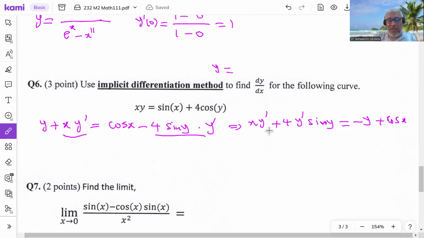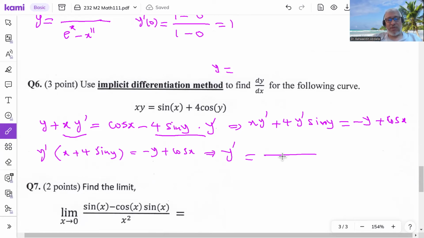So from the two terms on the left-hand side, I can take y prime as a common factor. So I'll have x plus 4 sine y, and I have here negative y plus cosine x. And finally, I can find y prime by dividing both sides by x plus 4 sine y. So y prime would be equal to negative y plus cosine x over x plus 4 sine y. So this would be the answer.